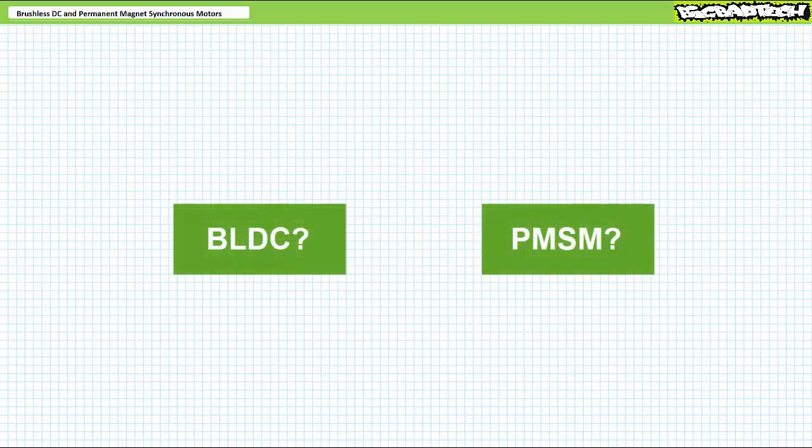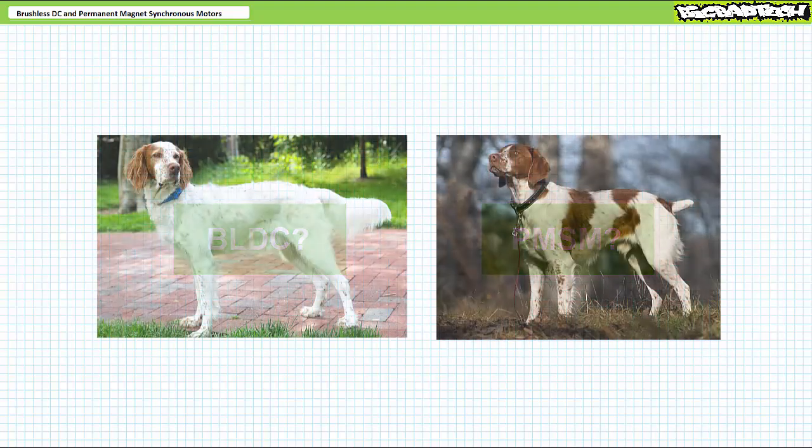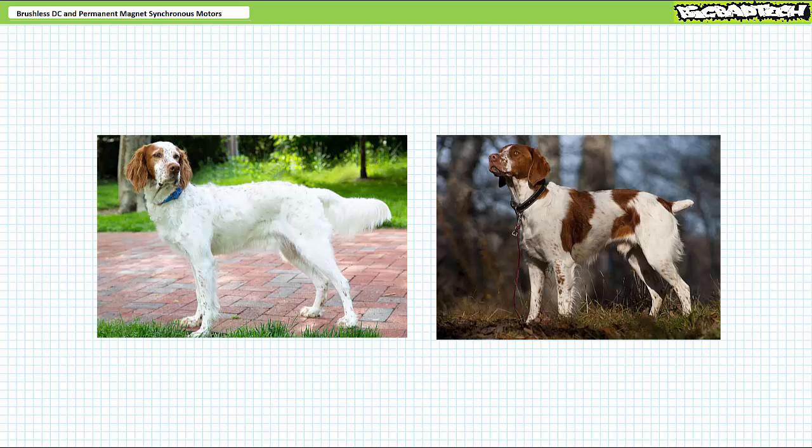Undoubtedly, the first question in a viewer's mind is this: what's the difference between a brushless DC and a permanent magnet synchronous motor? Let me answer this question with another question. What's the difference between an English setter and a Brittany? The answer is not much. They're both mammals, they're both dogs, they're both relatively the same size and same color. They both do and act relatively the same.